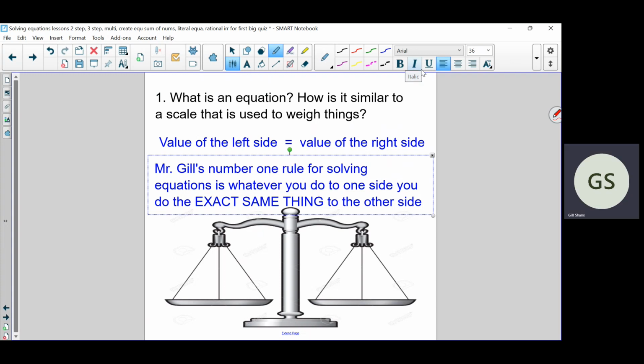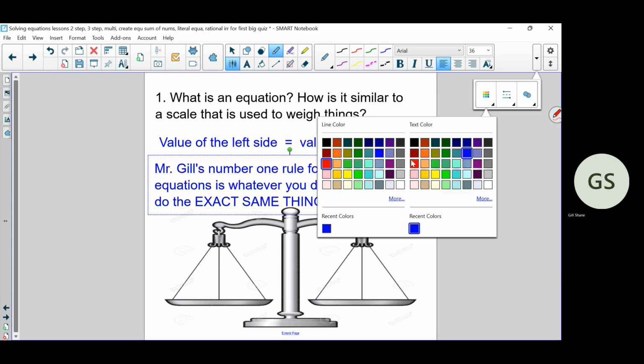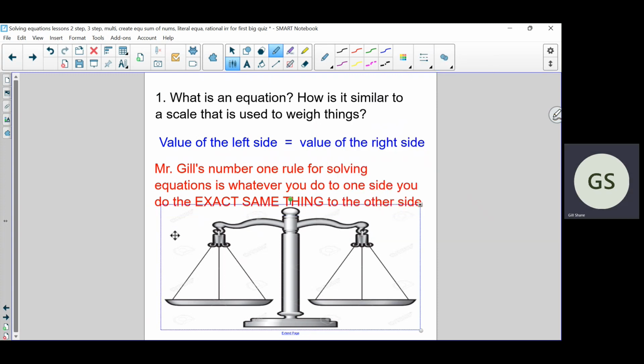Oh, that's not what I wanted. There, and we'll make that red so that it stands out. All right, so there are 2 pieces you need for equations. You need to understand what they are, and then you need to make sure that you have this #1 rule ingrained. Everything you do when solving equations needs to revolve around this definition, and I'm going to give you another definition in a second, and then that rule when you're solving.